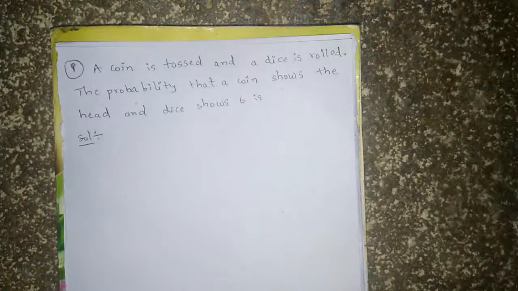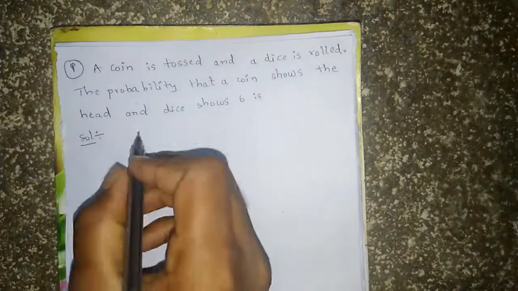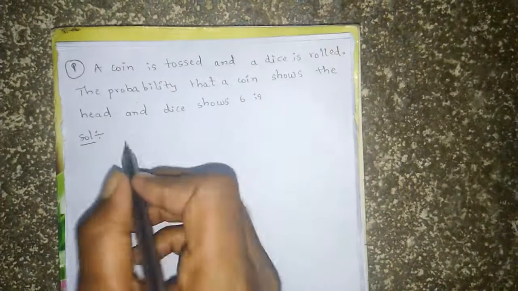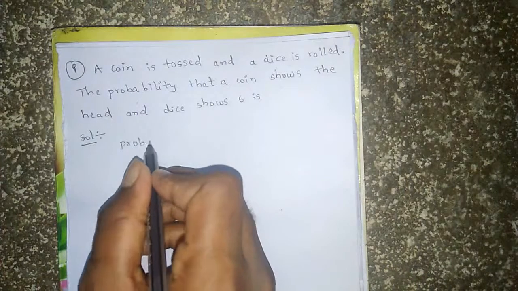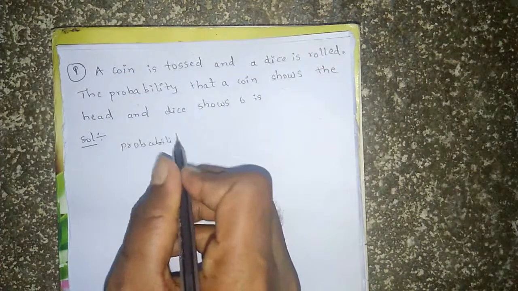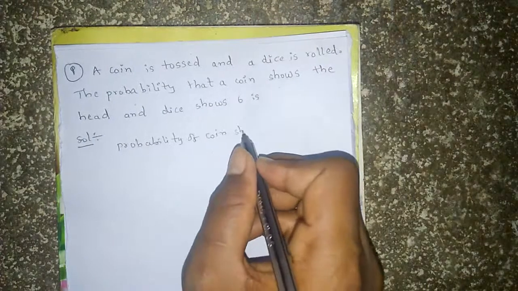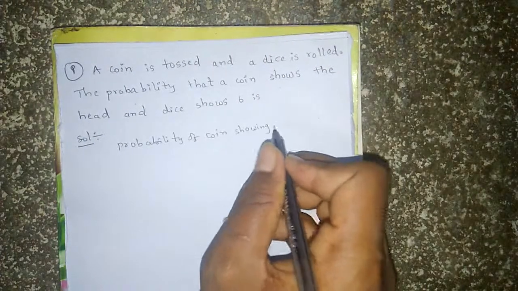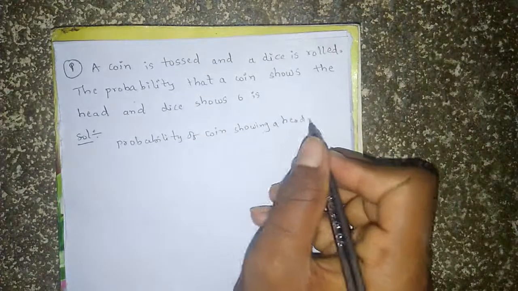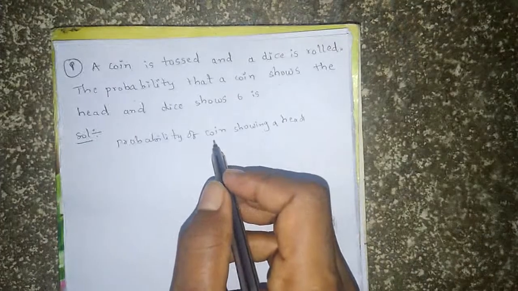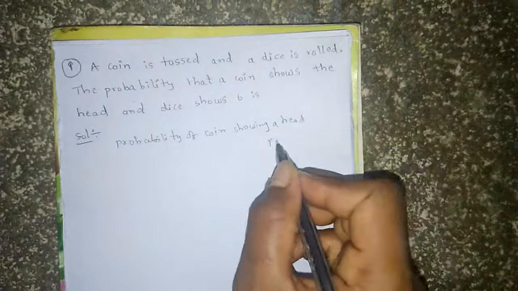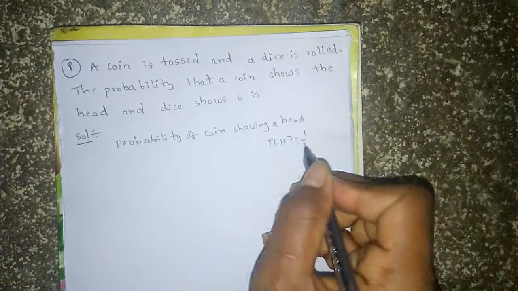Our next problem is: a coin is tossed and a dice is rolled. Find the probability that the coin shows the head and the dice shows a 6. So here, probability of coin showing a head. Coin means it has a head and tail. They are equiprobable. Probability of coin showing the head is P of H is equal to 1 by 2.